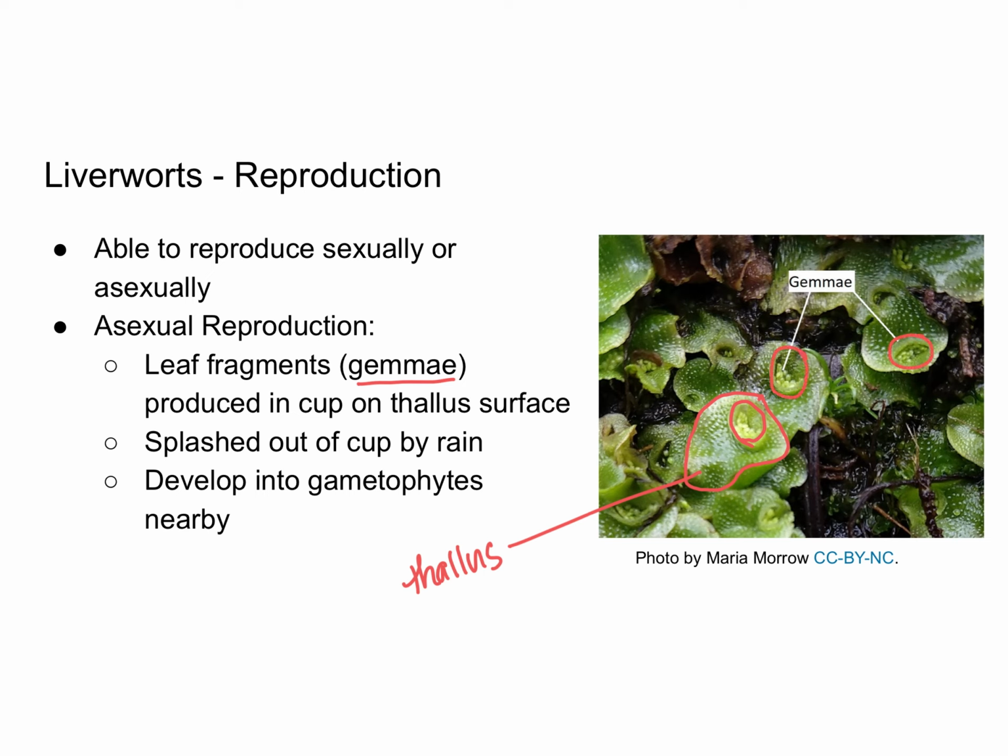And these structures contain reproductive cells, such as spores. And when it rains, the rain actually kind of pushes the spores out of the gemmae, and then they are able to germinate and develop into gametophytes of liverworts nearby.